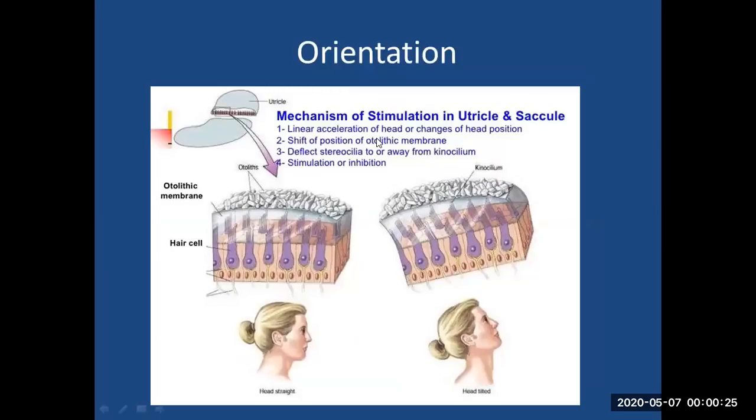So the mechanism of stimulation in the utricle and saccule is the linear acceleration of the head or the changes in the head position, and also the shift in the position of the otolithic membrane, and the deflection of the stereocilia towards or away from the kinocilium, and stimulation or inhibition as described in the previous slides. So if you see here, if it is moving towards the kinocilium, it stimulates. If it is moving away, it causes inhibition.